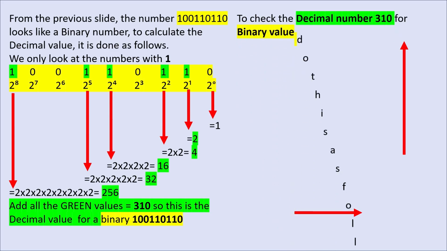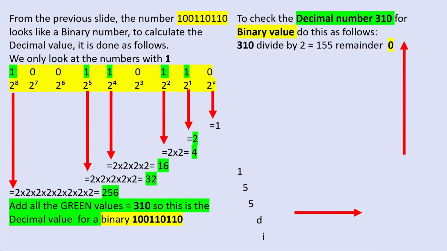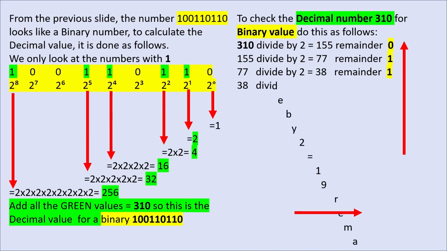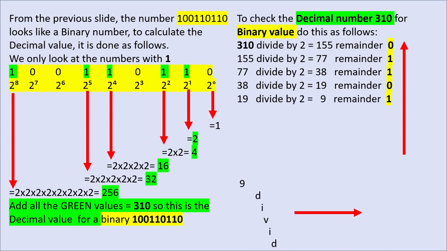To check the decimal number 310 for the binary value, you do it as follows. 310 divided by 2 equals 155, remainder 0. 155 divided by 2 equals 77, remainder 1. 77 divided by 2 equals 38, remainder 1. 38 divided by 2 equals 19, remainder 0. 19 divided by 2 equals 9, remainder 1. 9 divided by 2 equals 4, remainder 1.